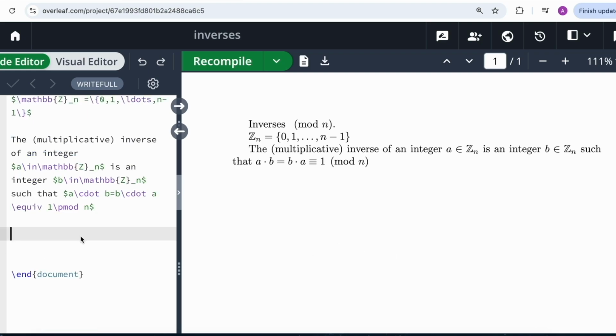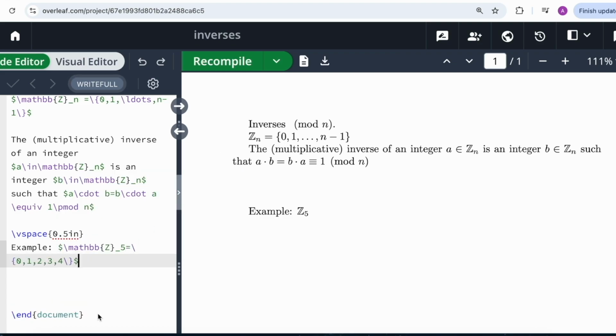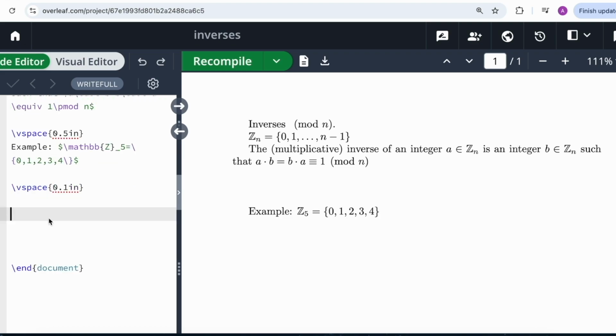So I'm going to just start with an example of Z5. If we have Z5, this contains 0 through 4. And we're going to just look at what the different inverses are for each thing in Z5. We'll start with the easy one. 1 times 1 equals 1. So that means that the inverse of 1 mod 5 is just 1. The inverse of 1 mod any number is just going to be 1.